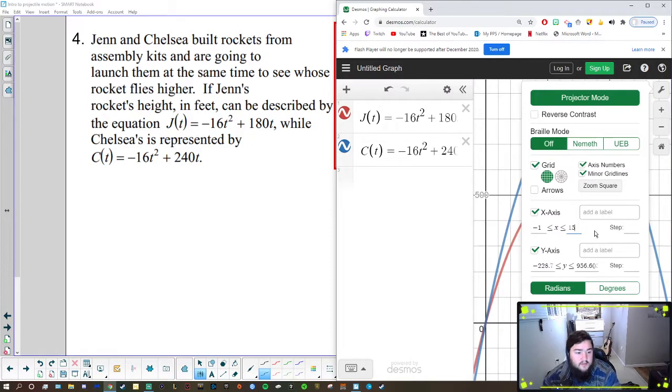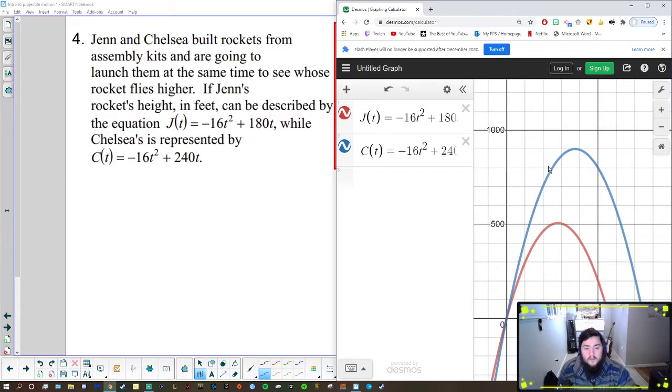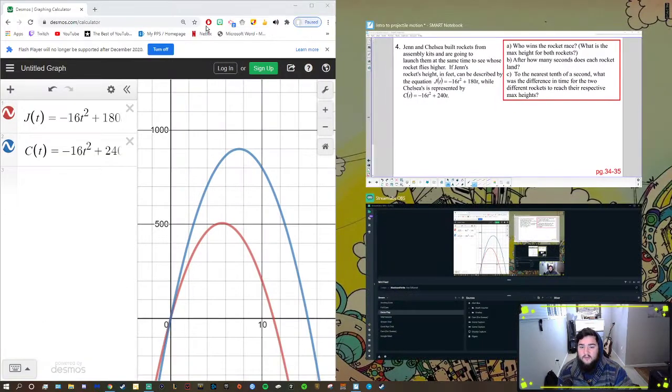Looks like we have to do just a little more. Number 15. Okay, so here are the graphs of my two rockets. We have Jen's in red, and we have Chelsea's in blue. I'm going to move this to the other side so we can answer our questions.